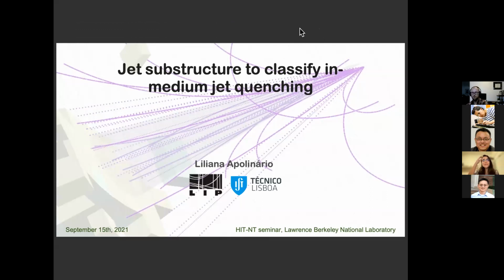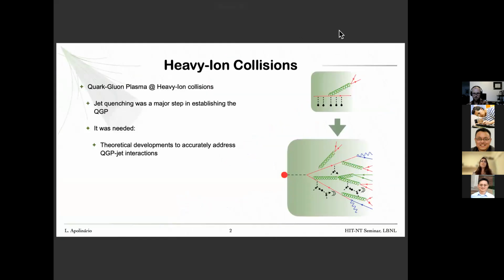Okay, so thanks a lot for the invitation and for the opportunity to talk about this topic. I'm going to try to motivate a little bit how we can use jet substructure to classify in-medium jets and to select in-medium jets. As a short introduction, as we know, jet quenching is a really important step to define and to establish the presence of a quark-gluon plasma.